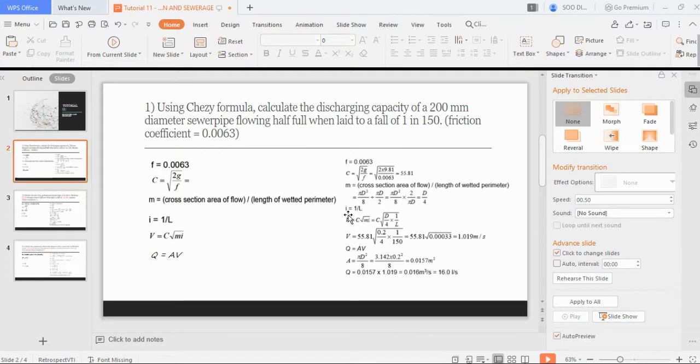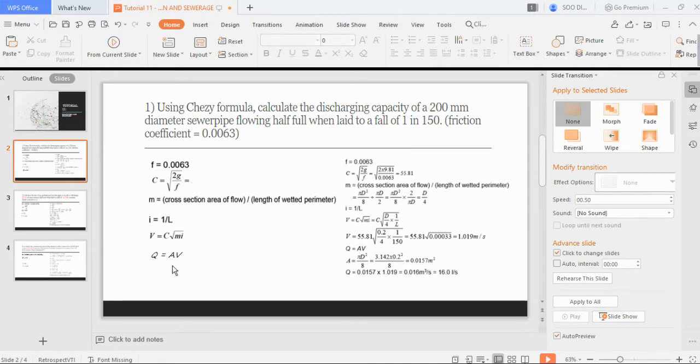Given that V equals C, the constant you obtained just now, which is 55.81, times the square root of M, which is d over 4, multiplied by 1 over L. L is 4, 1 divided by the inclination. Then you find that your velocity is 1.019 meters per second.